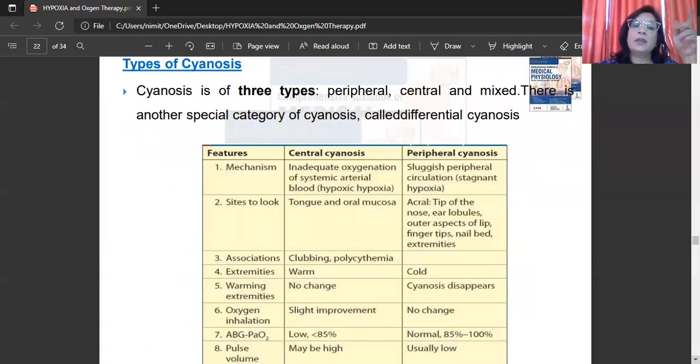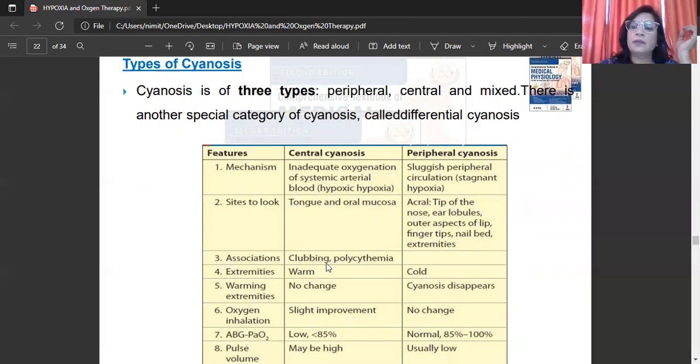Now types, three types: peripheral, central, and mixed. In central cyanosis, there is inadequate oxygenation of systemic arterial blood. In peripheral, sluggish peripheral circulation. Sites to look at: tongue and oral mucosa, acral tip of the nose, earlobes, then outer aspects of the lip, fingertips, nail bed, and the extremity.